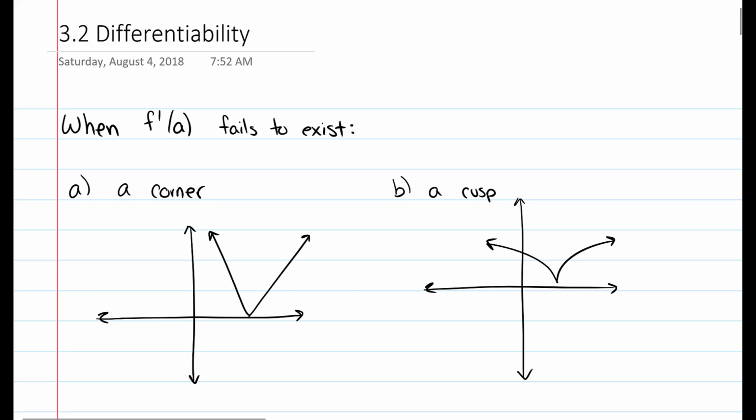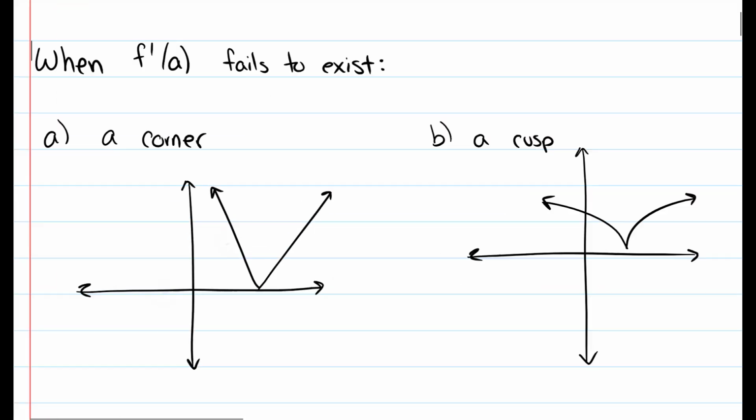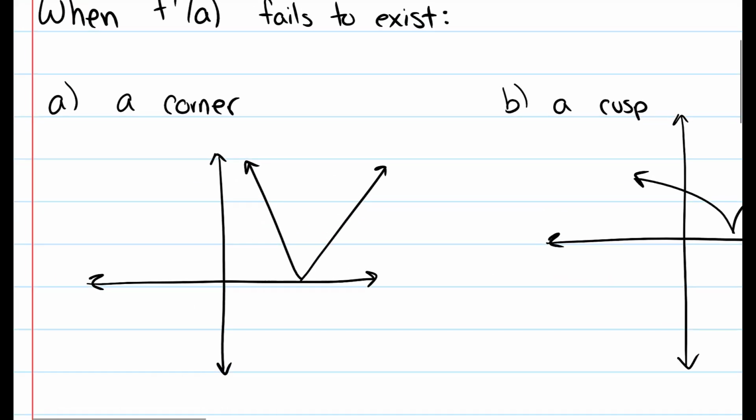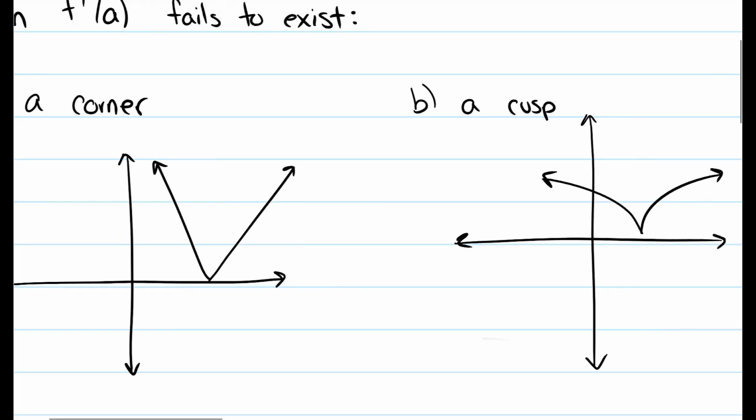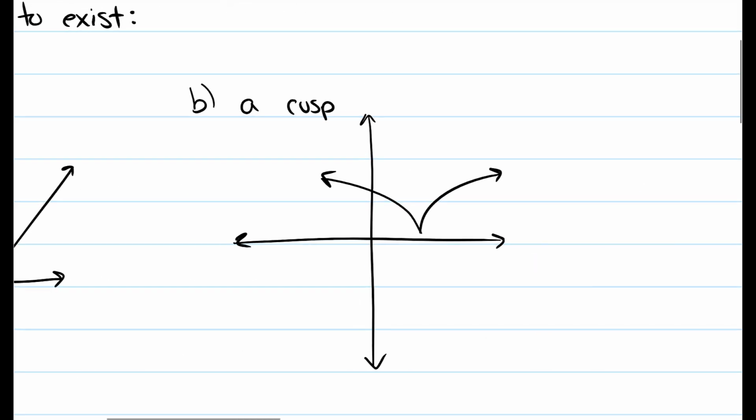This happens in a couple places. The first place this is going to happen is in a corner. This is when a graph makes a sharp turn and the slopes change instantaneously. The second place this occurs is what's called a cusp. A cusp is similar to a corner, but instead of having a sharp turn, it's gradual into a sharp corner and then gradual back out.